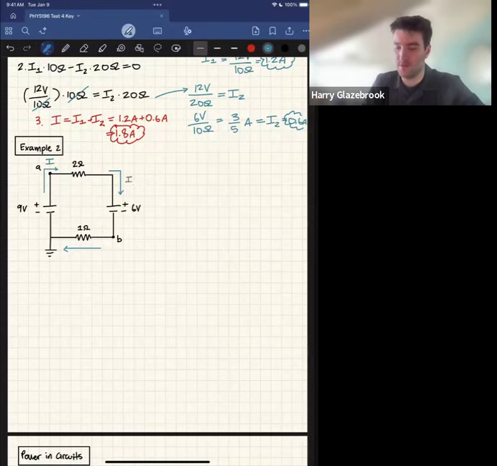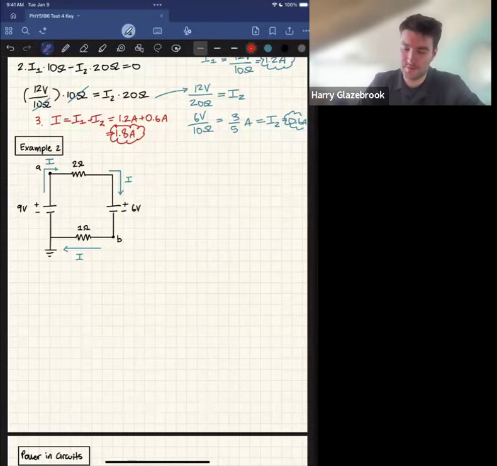So again, step one, how many wires do I have? How many currents do I need to assign? There's only one wire, so I assign one current. And the direction of that current doesn't matter. So I'll just put some direction.